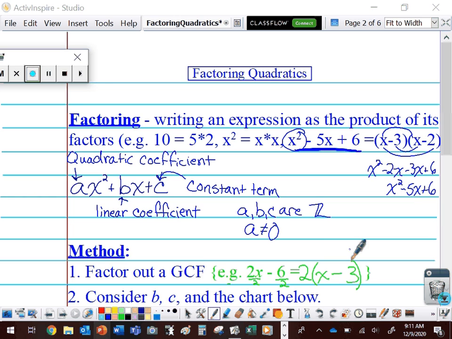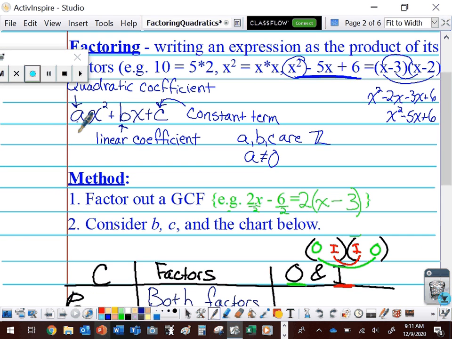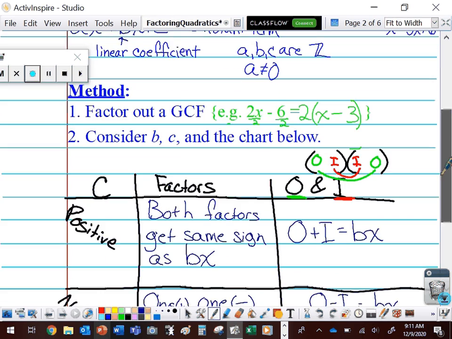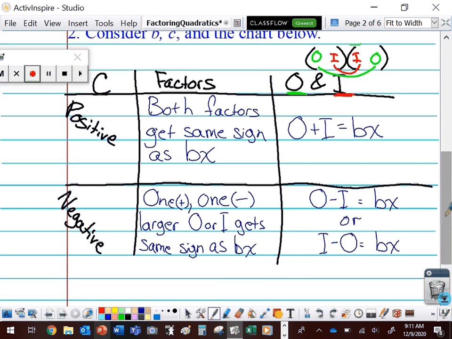Now, remember, when we're factoring a quadratic, the quadratic is of the form ax squared plus bx plus c, where a, b, and c are integers, and a is not 0. We talked about how we factor out a GCF. We talked about what happens if c is positive or if c is negative. If c is positive, both of your factors, these two sets of parentheses, are going to have the same sign as bx. And we need to be able to add the outers and the inners to get that bx.